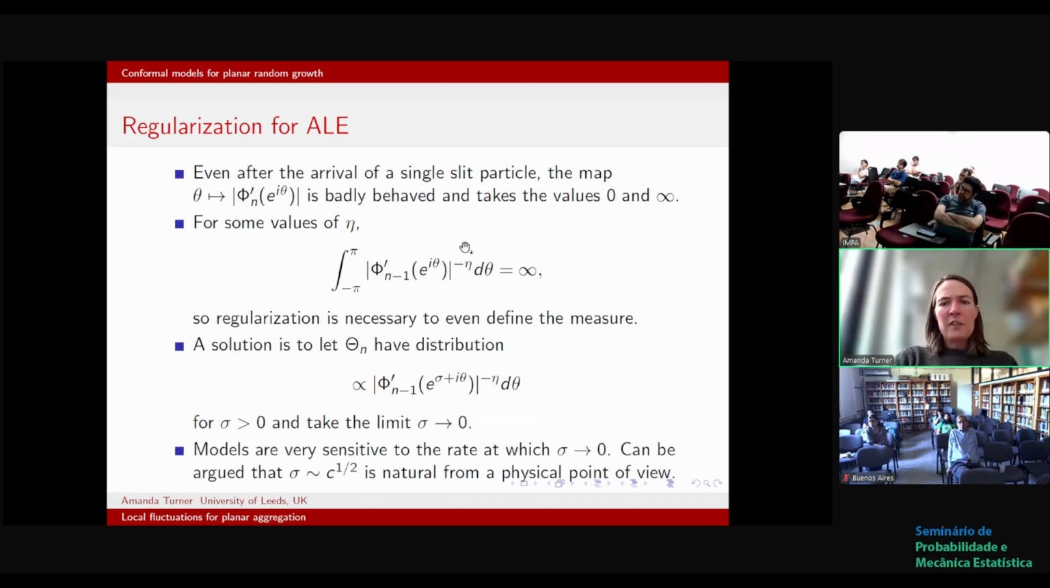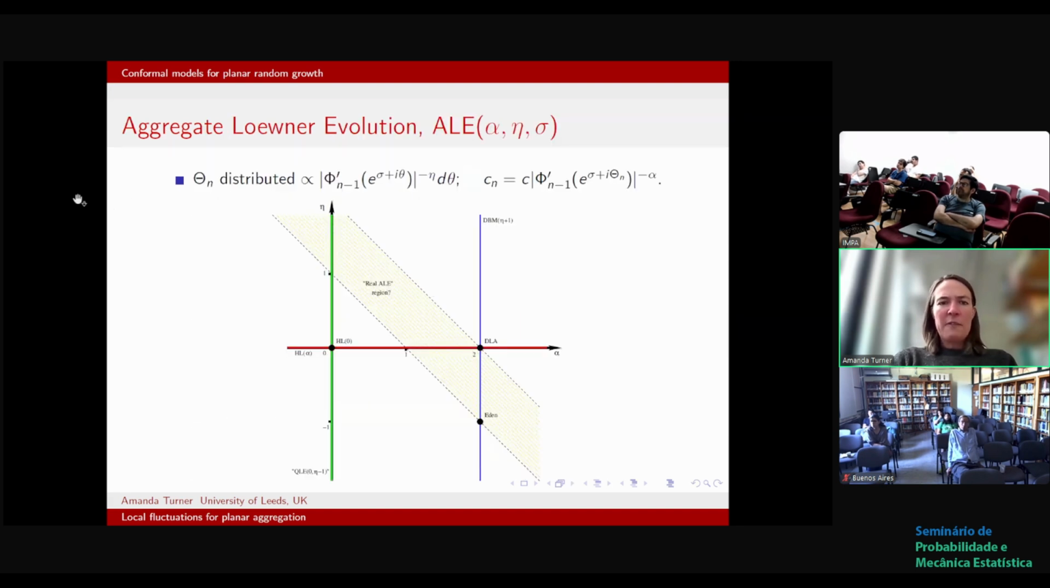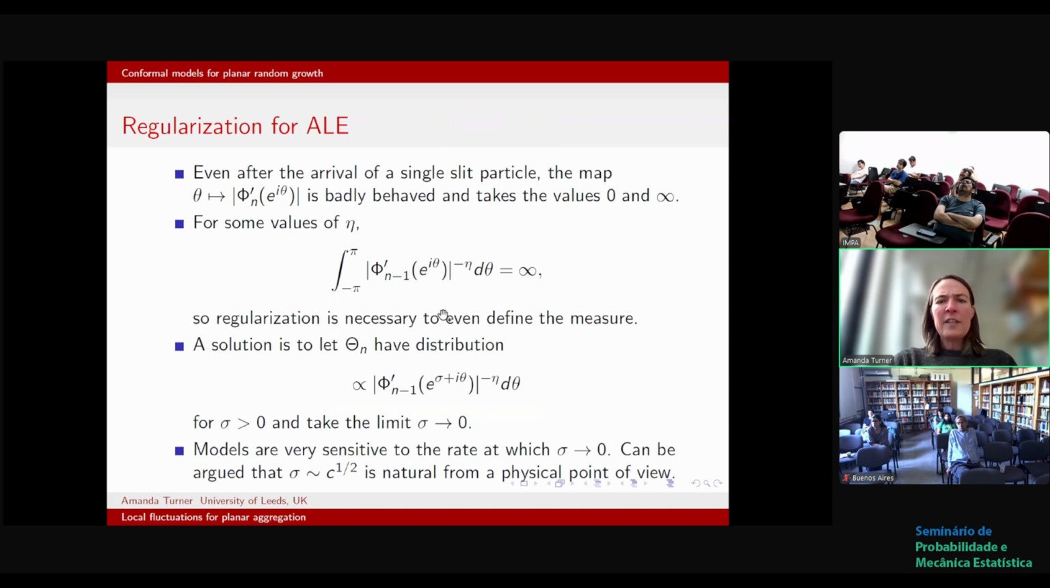And so for certain values of eta, you might even find that this density doesn't normalize. And so when I defined theta as being taken according to this distribution, if sigma is equal to 0, that measure might not even exist. And so I need to have some kind of regularization in order to define the measure. And so this was the solution: instead of evaluating the derivative on the boundary, evaluate the derivative a small distance away from the boundary, given by a parameter sigma, construct your model, and then take the limit as sigma goes to 0, and try and recover what we really wanted.